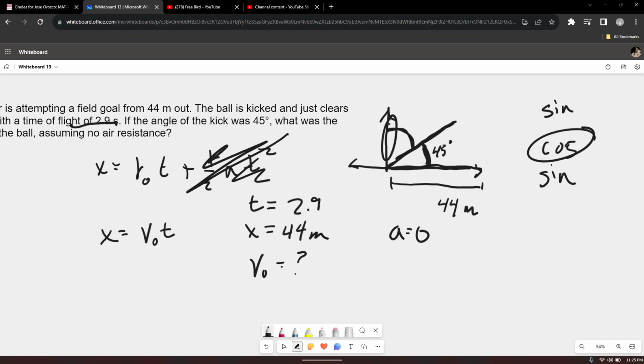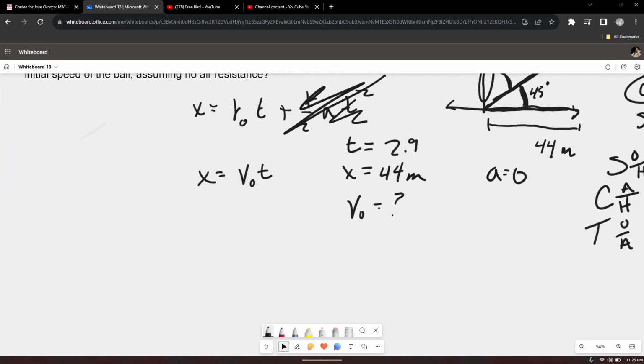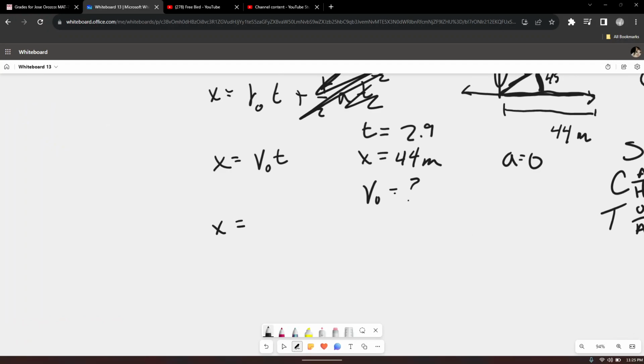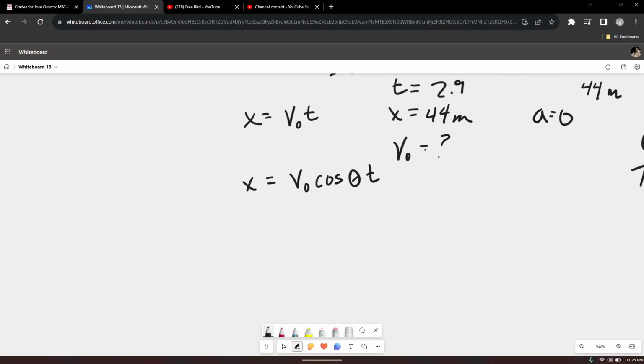And if this still doesn't make sense, just remember the old term SOH CAH TOA, and you'll know what to use then. Because, for example, in this case, we're using cosine because we have the adjacent side to the angle and we're working with respect to x. So this really just becomes x equals v naught cosine theta times t. So let's solve for v naught. Well, in order to do so, we would divide by cosine theta times t, bringing it over to the other side.